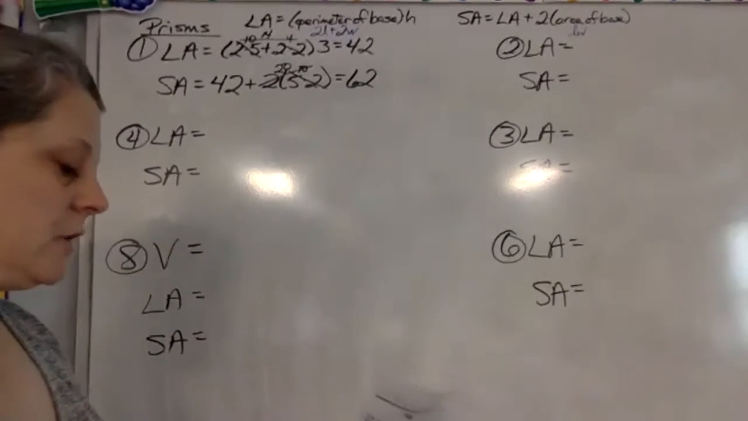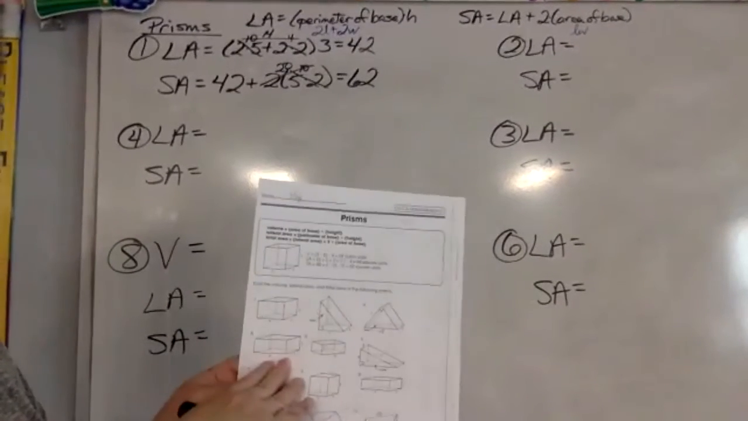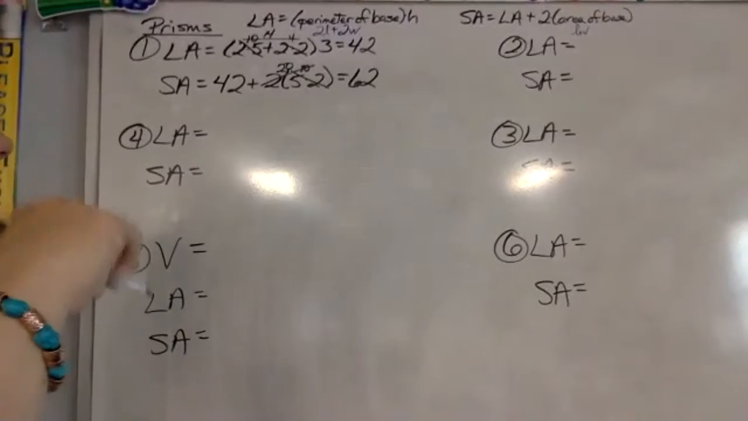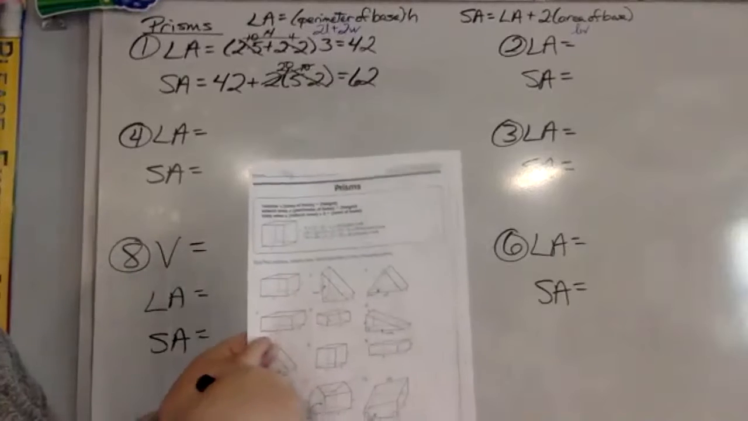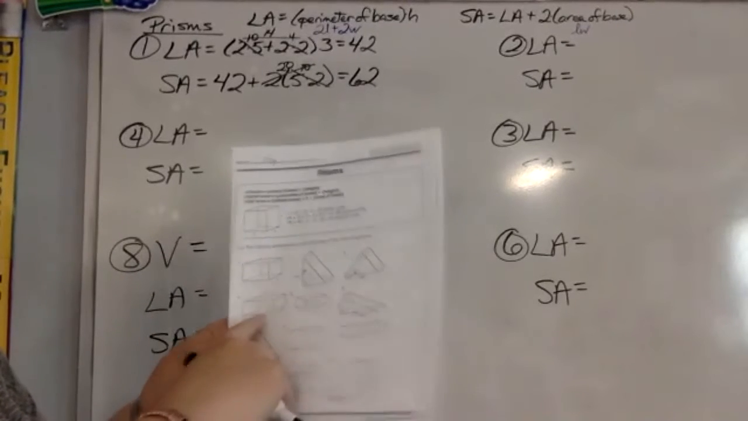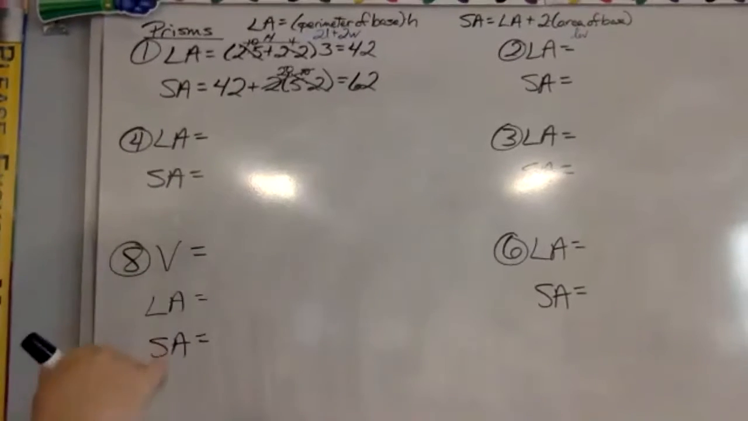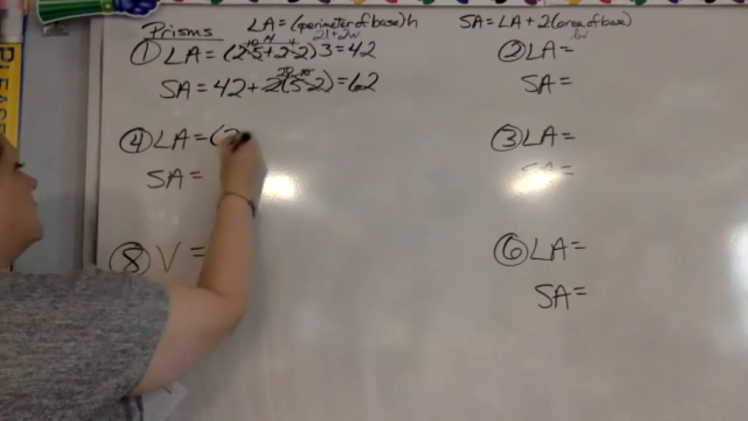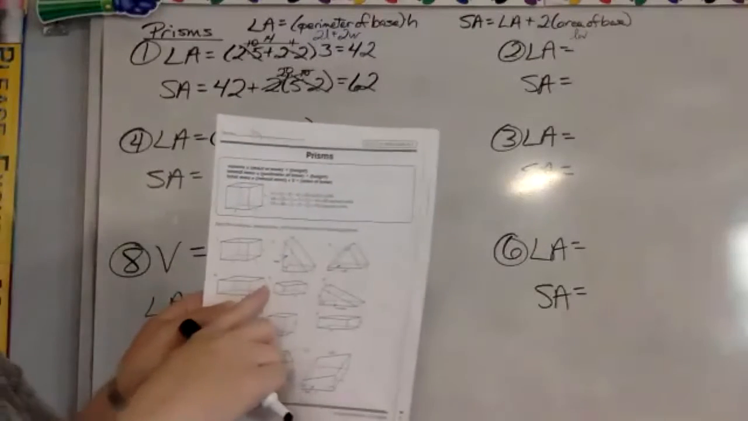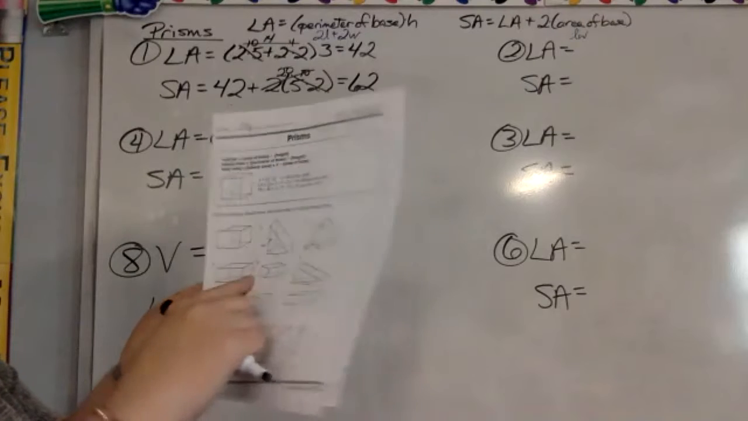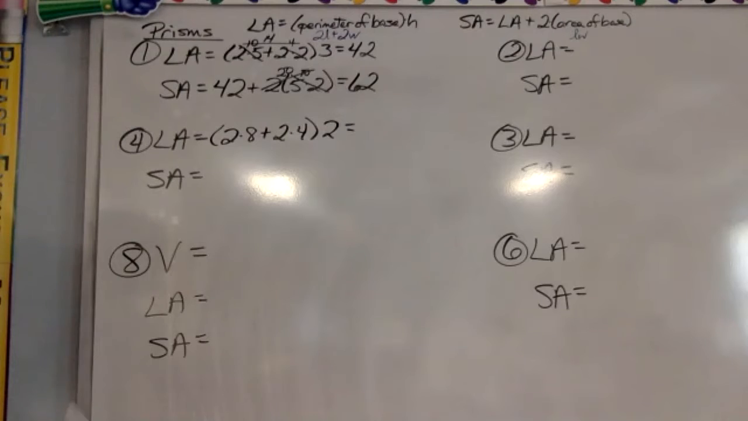Okay, so you're looking at your picture for number 4 on your worksheet. I'm finding the perimeter of the base times the height for my lateral area. So my base is this rectangle that it's sitting on the bottom. So its length is 8 and its width is 4. So to find the perimeter of that, I'd have 2 times 8 plus 2 times 4. And then I multiply it by the height, which is this segment going up and down on the side, which was 2. So that's what we work out for our lateral area.